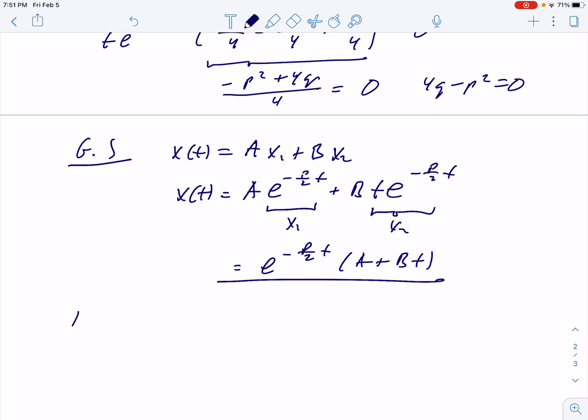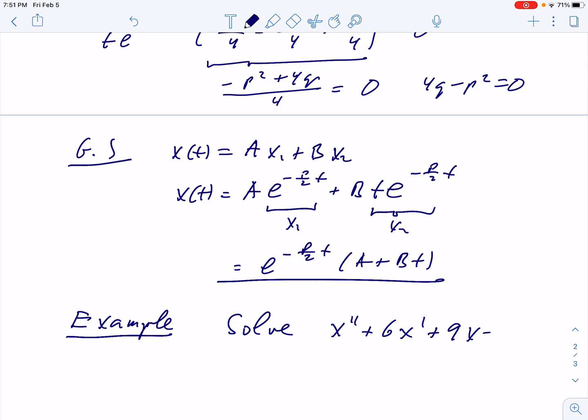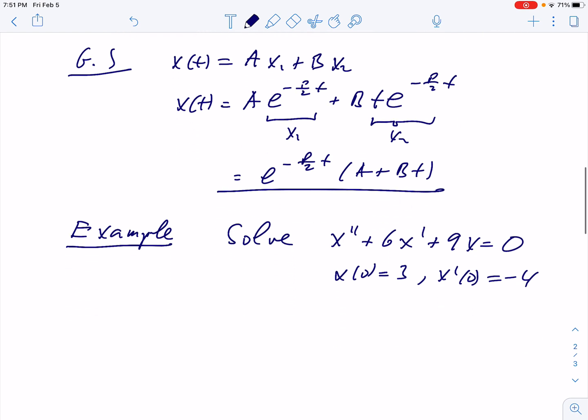Let me show you one example. Solve the equation x second plus 6x prime plus 9x equals 0. And here initial conditions: x0 is 3, x prime 0 is negative 4. So this is our homogeneous equation.